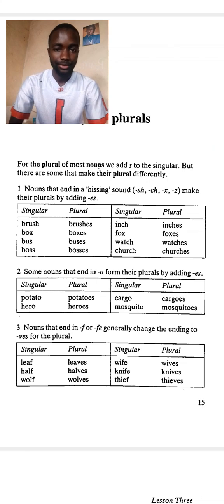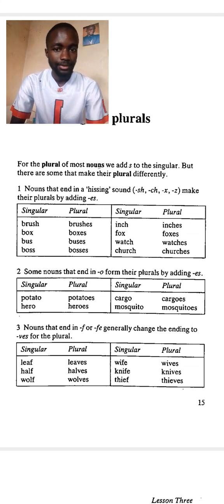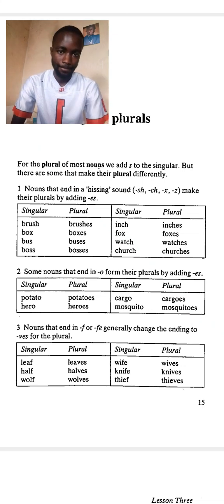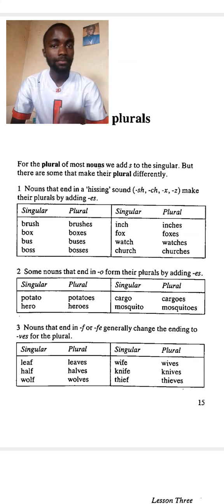So, let's take a look at some illustrative examples. Singular, potato. What did we do? Potatoes. We just add es. Why? Because the word ends in o. Hero, heroes. We add es. Why? Again, because the word ends in o. That's the rule. The rule is the rule.